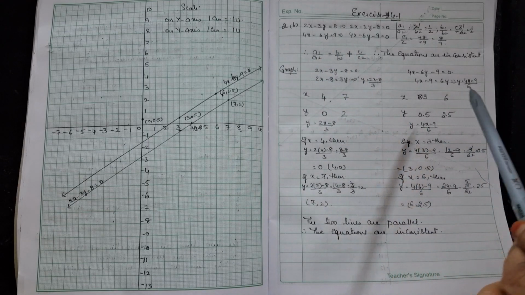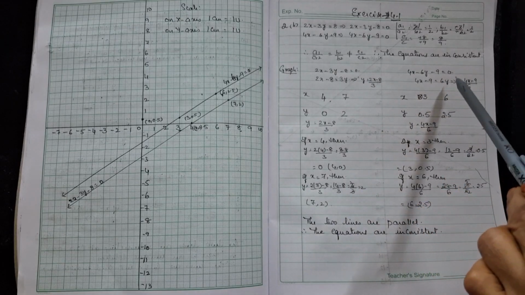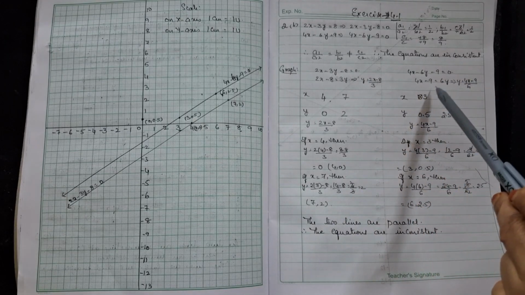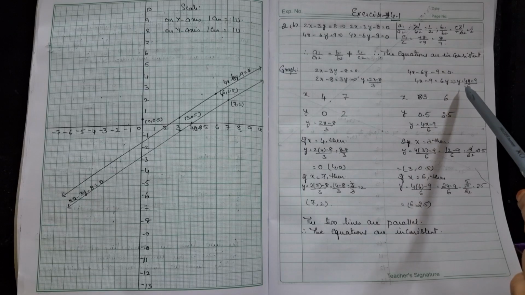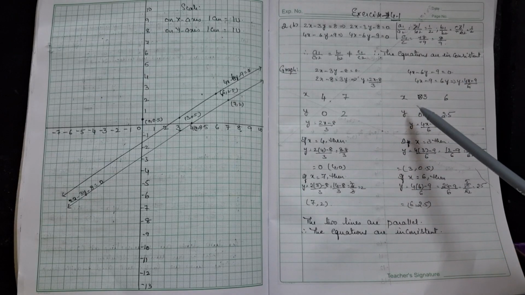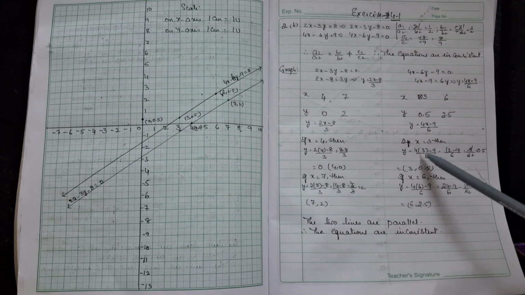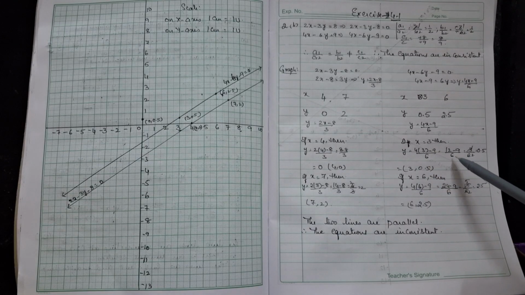Okay. Now the next equation is 4x minus 6y minus 9 is equal to 0. So 4x minus 9 is 6y. y is equal to (4x minus 9) by 6. I have taken the x value as 3. If x is 3, y is (4 into 3 minus 9) by 6. That is 12 minus 9 by 6, that is 3 by 6, that is 0.5. So (3, 0.5).